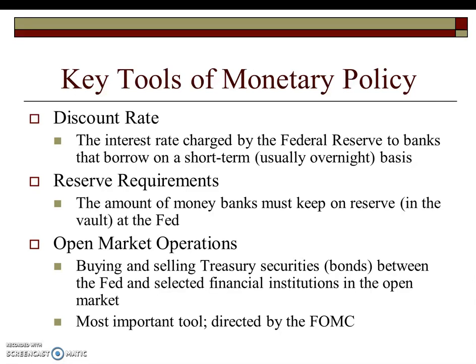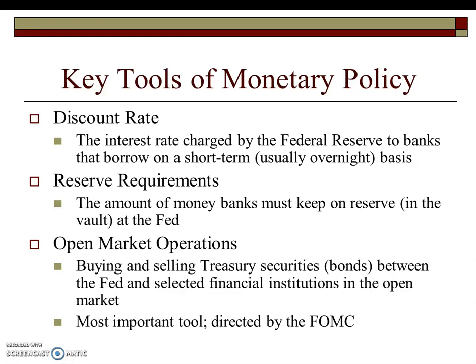And then lastly, you have open market operations: buying and selling treasury securities, or as you might have heard them referred to, bonds, between the Fed and selected financial institutions in the open market. The most important tool, without question, is open market operations, and it's directed by the FOMC. So all of these things work together, and every single one of them affects the money supply.